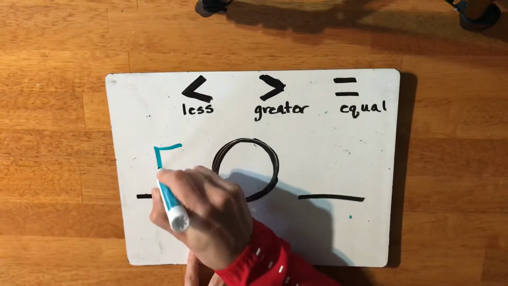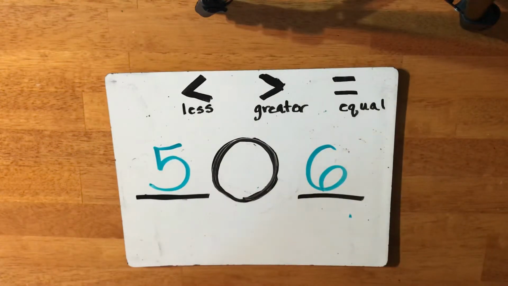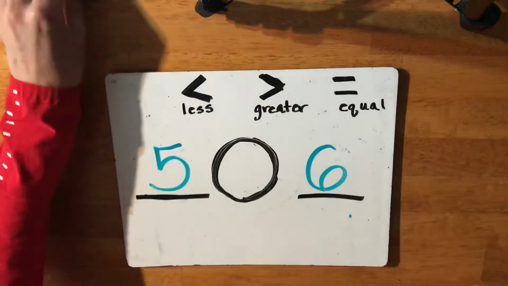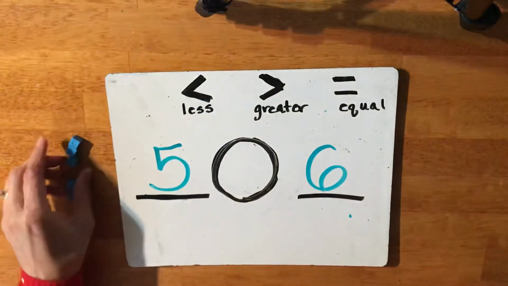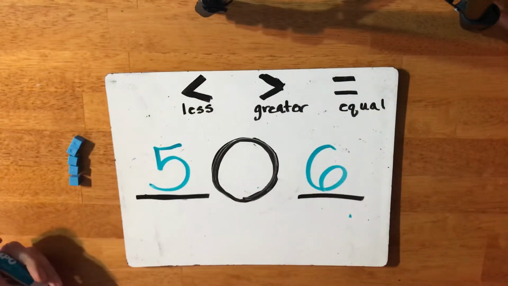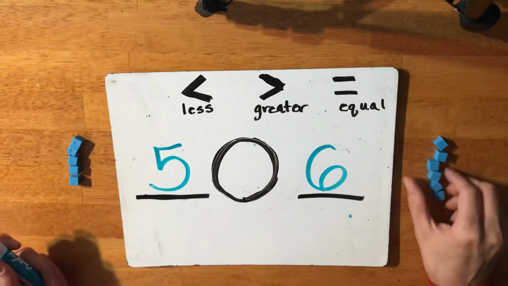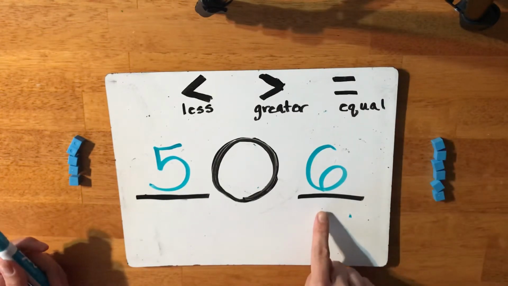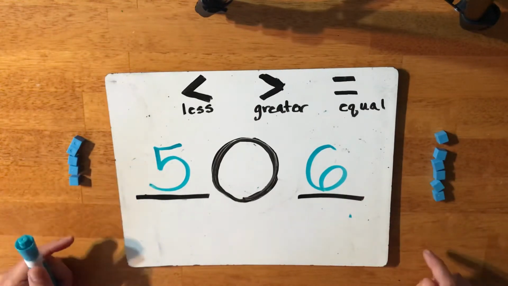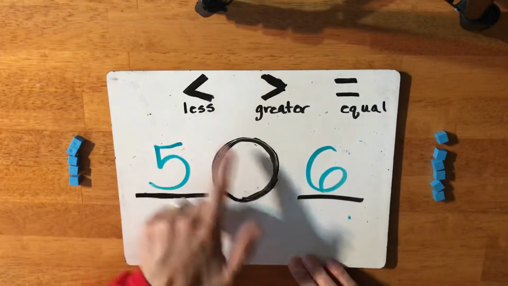Let's try with the numbers 5 and 6. And let's talk about cookies because I love cookies. So I'm going to show the number 5 with 5 cubes, 5 ones. 1, 2, 3, 4, 5. I'm going to show the number 6 with 6 cubes. 1, 2, 3, 4, 5, 6. Now I know 6 is greater because there are more cubes on this side than there are on this side. So 5 is less than 6.